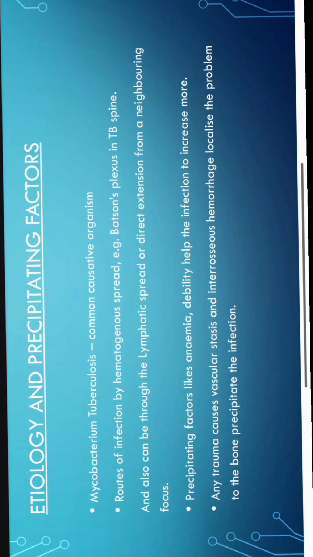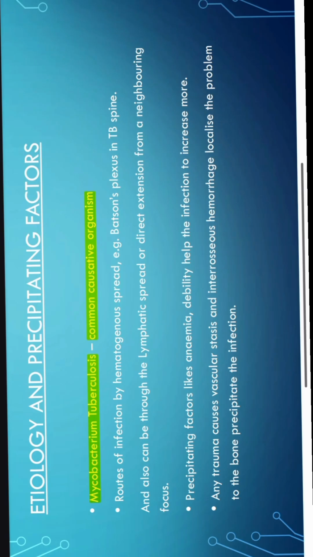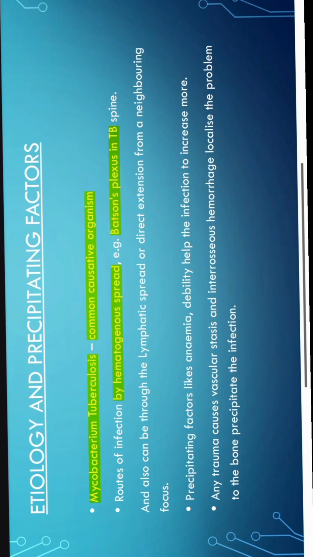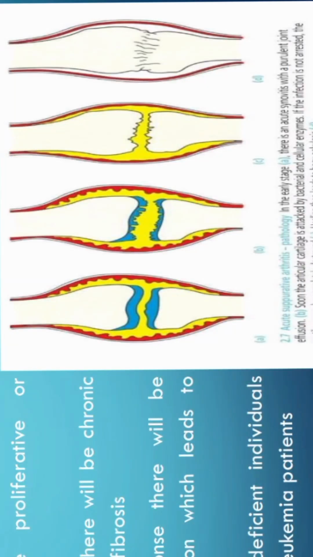Moving towards the causes and precipitating factors: Mycobacterium tuberculosis, the common causative organism. Route of infection is hematogenous spread, that is Batson plexus in TB spine, and also can be through lymphatic spread or direct extension from a neighboring focus. Precipitating factors like anemia, debility, infection. Debility is weakness. Any trauma causes vascular stasis and intraosseous hemorrhage, localizes the problem to the bone, and precipitates the infection.